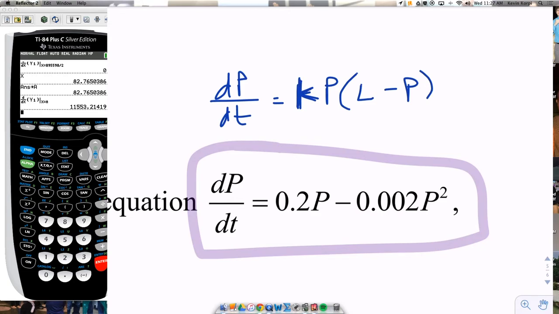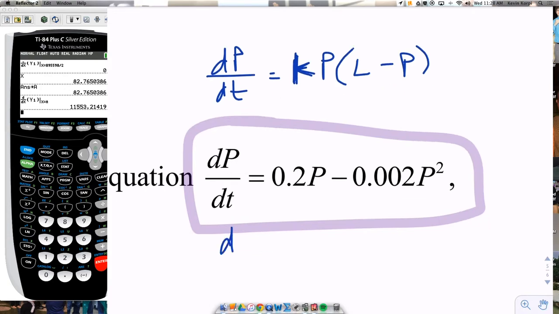I need to somehow manipulate this quadratic, and I need to factor it. So how do you know exactly what to factor out? Well, this is your goal right here. You want that second term to be a minus 1P. And right now, if you look at the P squared, it's minus 0.002 P squared. So guess what we need to factor out to make that a minus 1P?